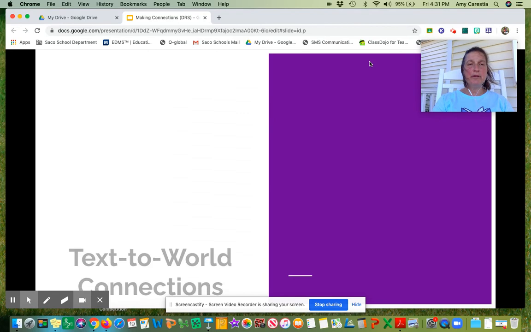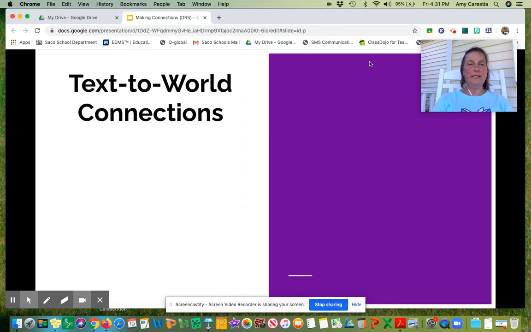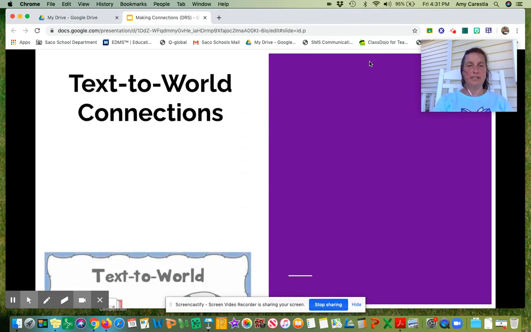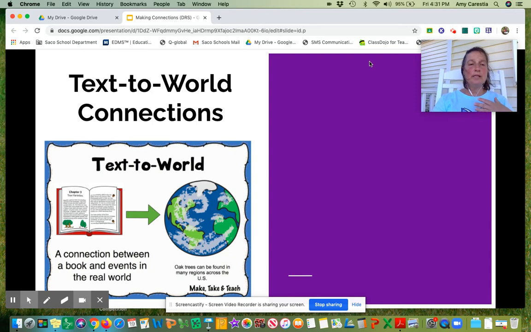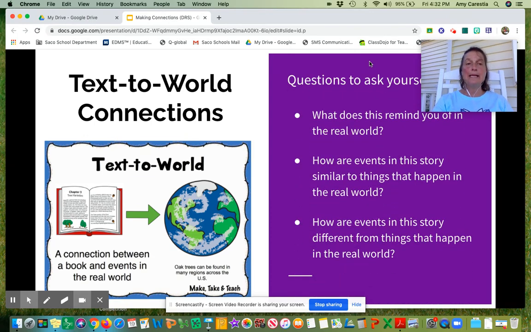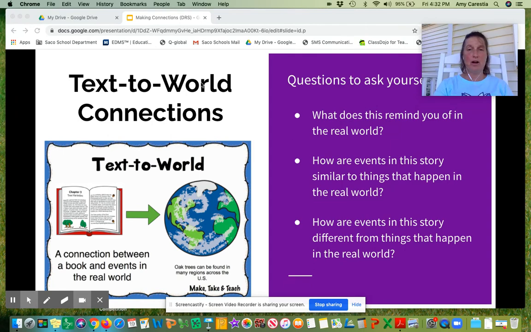The third type of connection that you can make is called text-to-world connections. And this is when you, as the reader, make a connection between what you're reading and what's gone on in the world. It can be from history or it can be present tense. Again, some guiding questions to ask yourself in order to help you make text-to-world connections are, what does this remind me of in the real world? How are events in this story similar to things that happened in the real world?